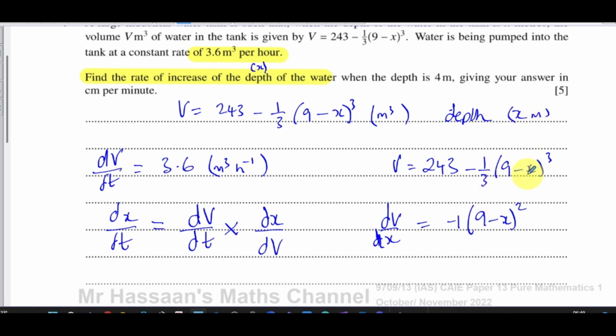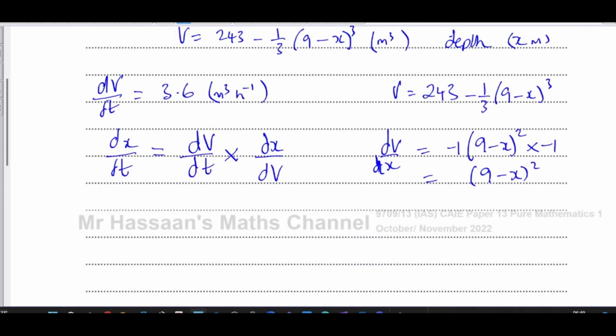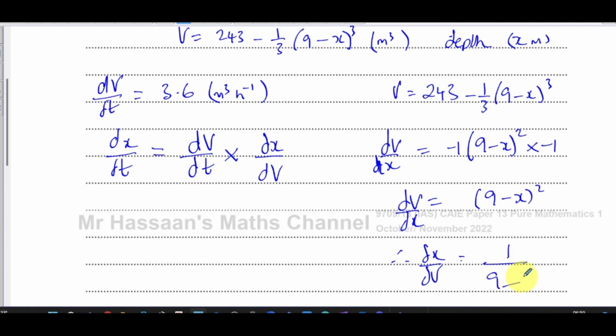9 minus x is inside this function. So I have to multiply by the differential of what's inside. Don't forget that, which is going to be minus 1. So you end up with minus 1 times minus 1 is positive 1, so you end up with (9 minus x) squared. That's dv/dx. So therefore we can say dx/dv is going to be 1 over (9 minus x) all squared.